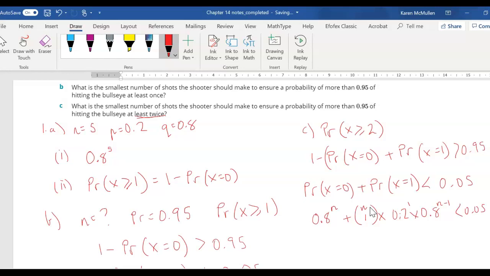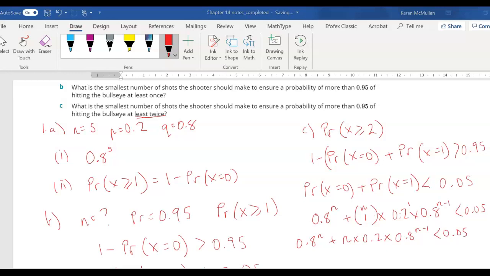Now, at this point, we can simplify it a little bit further. So we've still got the 0.8 to the power of n. Now, n choose 1 is just going to be n. If you had 10 choose 1, it would be 10. If you had 100 choose 1, it would be 100, and so on. So n choose 1 is just n. 0.2 to the power of 1 is 0.2. And then we've got 0.8 to the power of n minus 1 is less than 0.05.